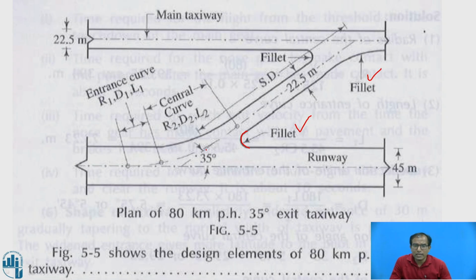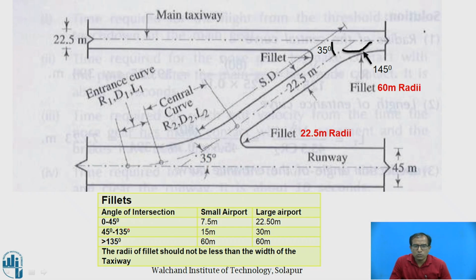The first deflection angle is 35 degree. For 35 degree, what is the fillet radius? So the deflection angle is required. Here this is 35 degree. So 180 minus 35, 145 degree is the deflection angle to calculate the fillet here. Now using this table, for 0 to 45 degree of deflection angle, for a large airport we can use 22.5 meter. In our case, it is a large airport and the deflection angle is 35 degree. So with this we have got 22.5 meter as the fillet radius for this runway.